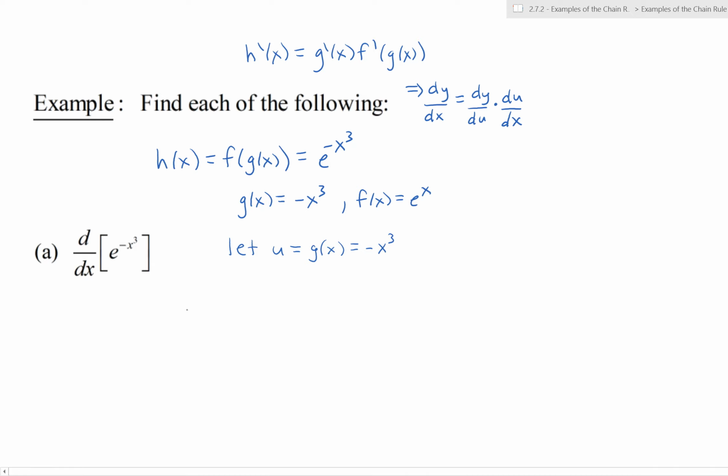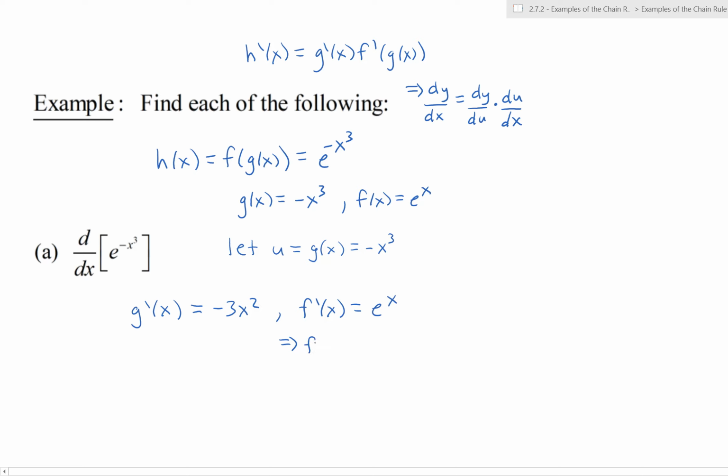Let's go ahead and try g prime of x first. Well, g of x is negative x cubed, so g prime of x is just going to be negative 3x squared by our power rule. What else? What's f prime of x? Well, f of x is e to the x, so f prime of x is just e to the x.